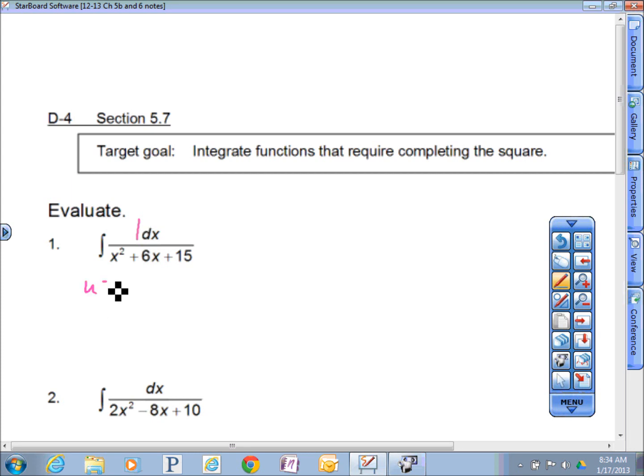Well, if I said u was x squared plus 6x plus 15, then du is going to be 2x plus 6 multiplied by dx. And that 2x plus 6 is nowhere to be found. So I'd have to try to create it. So it looks like my u substitution is going to be a bad idea.